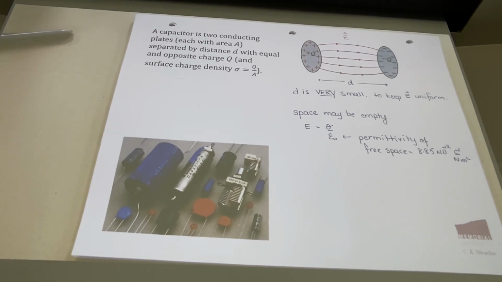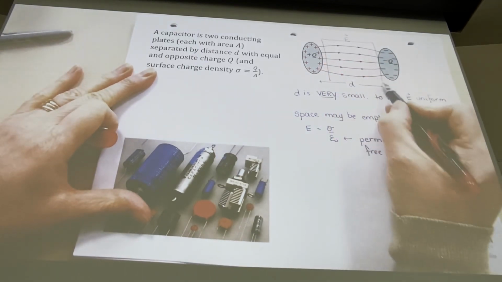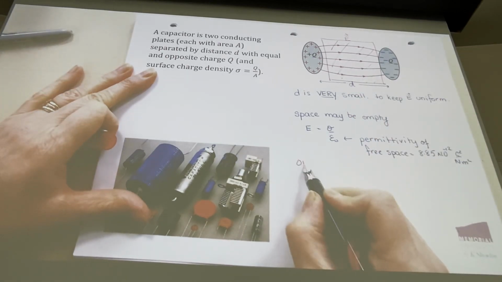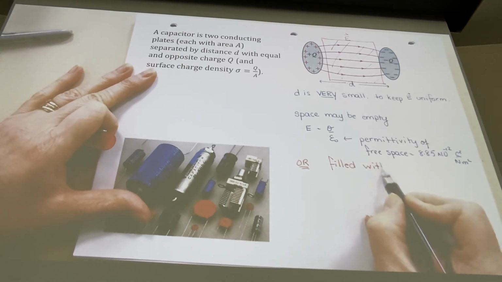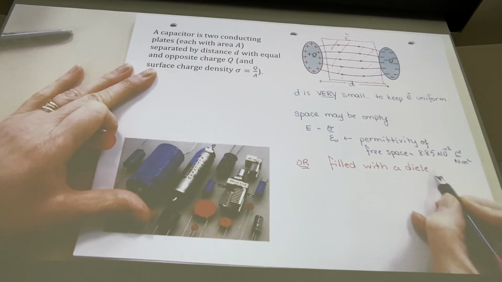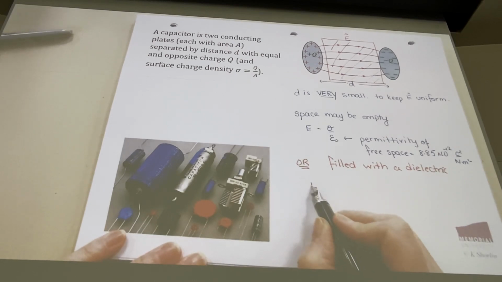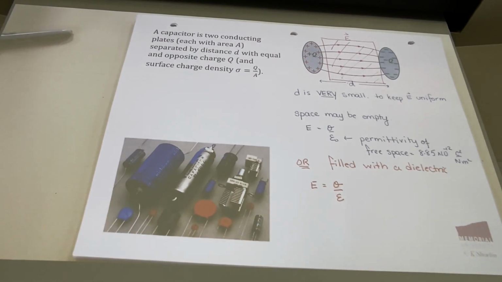So the space between the plates could be empty, or we could fill it with a dielectric, a material that fills up all the space between the plates. If we fill it with a dielectric, our electric field is sigma over what we call epsilon. That would be the permittivity of the material, and it tells us how the electric field can go through that material, instead of how it goes through a vacuum.